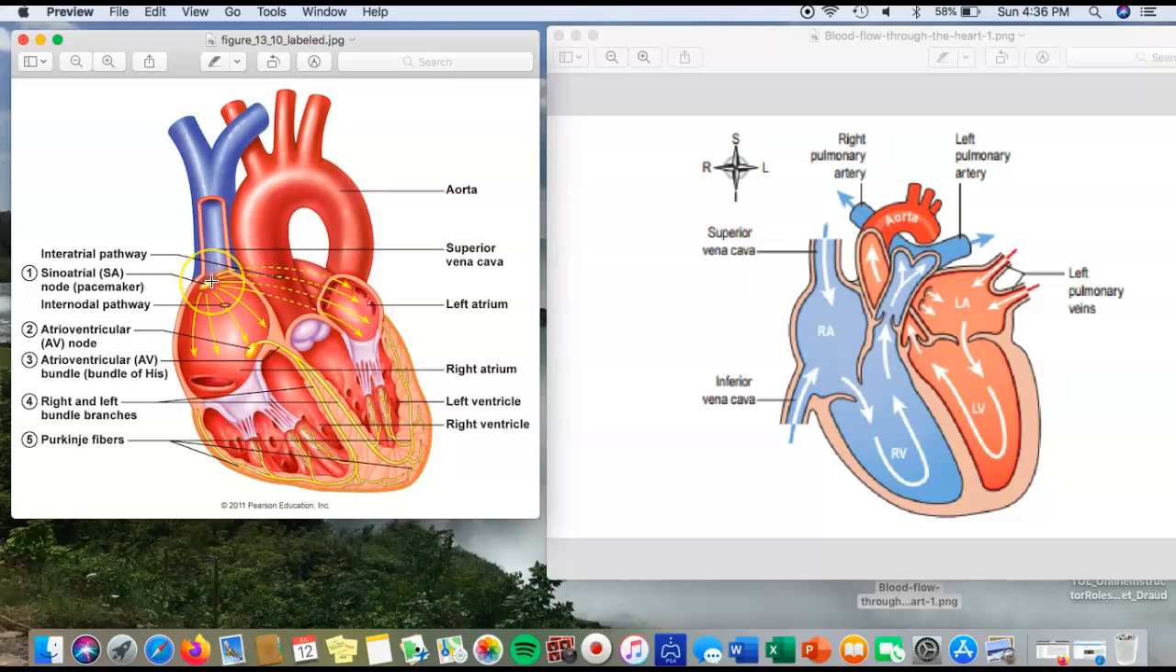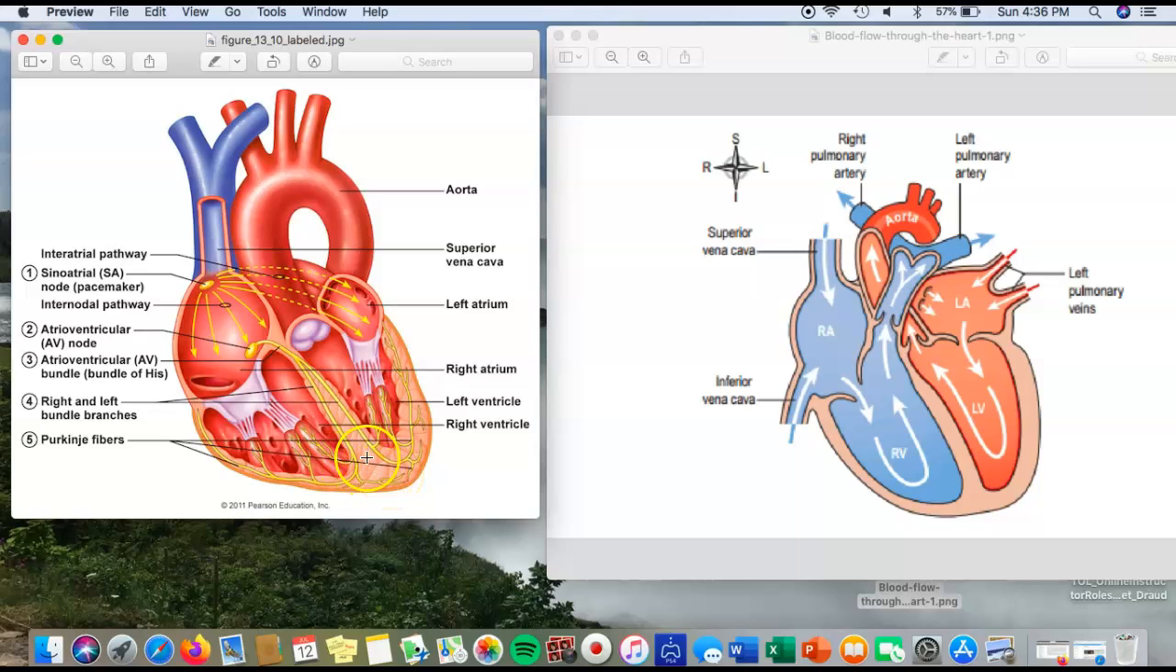And so, okay, what happens is depolarization begins at the SA node, and it travels down both the right atrium and the left atrium, across to the left atrium through that interatrial pathway, down to what is called the atrioventricular node, past the atrioventricular bundle, or the bundle of His, and then down into these right and left bundle branches, down into the Purkinje fibers.